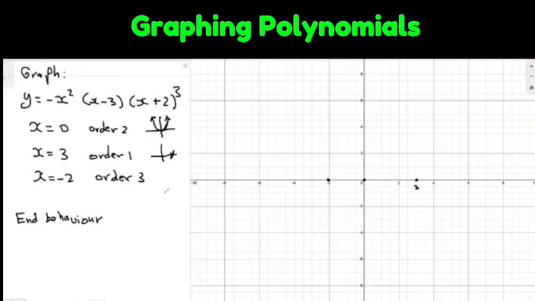How about if the order is 3? If the order is 3, what you do when you get to the 0, so it's at -2, is you go through that 0 for a little bit longer, and then you continue going in the same direction. So the order 2, you bounce when you get to the 0. Order 1, you just go right through the 0. Order 3, you come to the 0, you go through it a little bit longer, and then you continue going in the same direction.